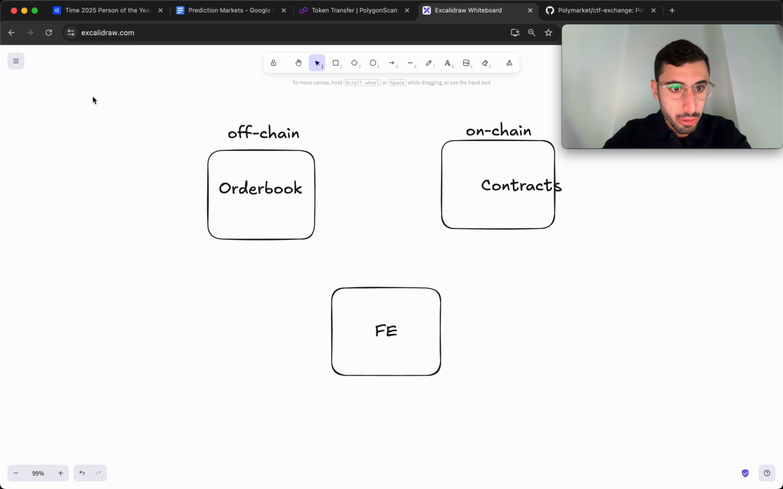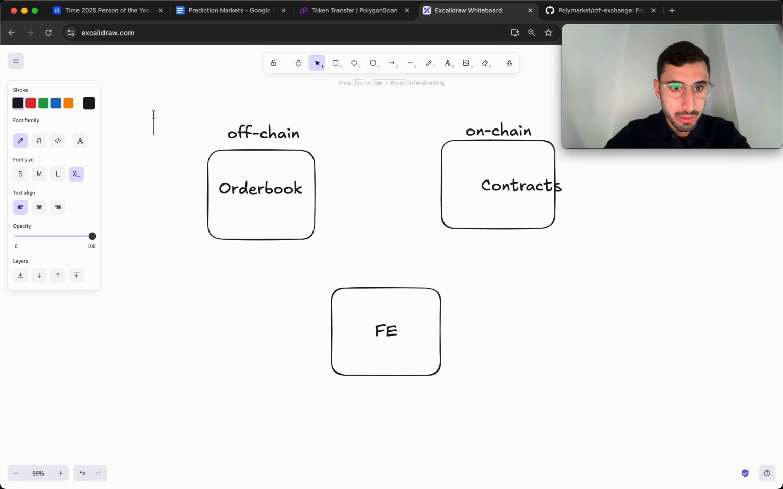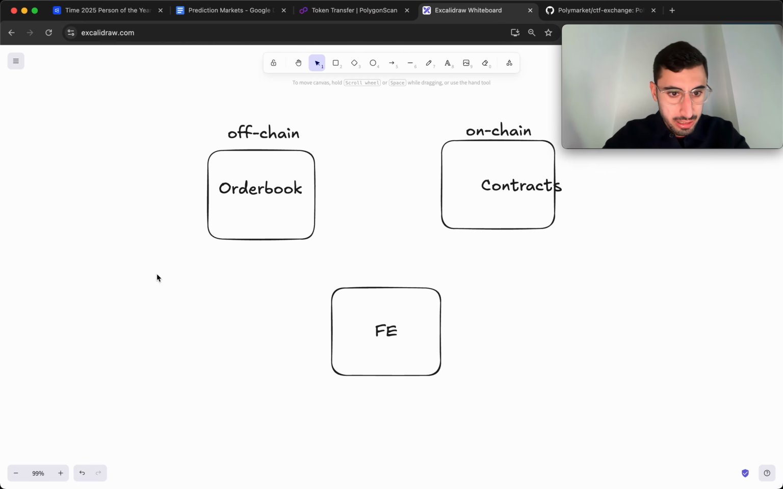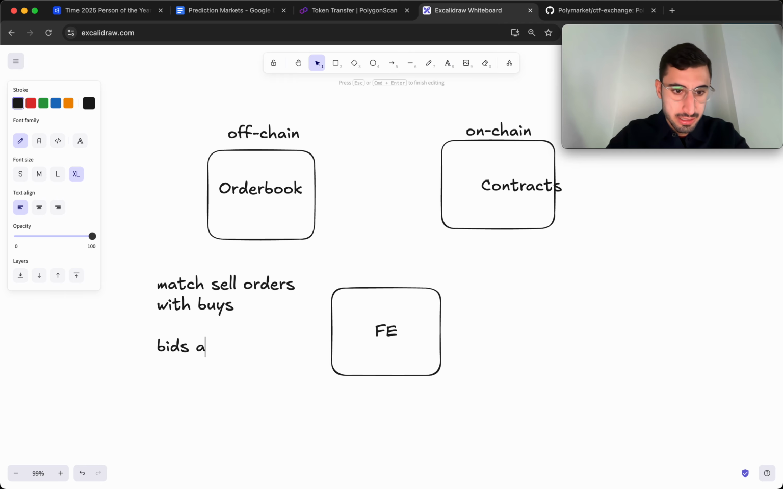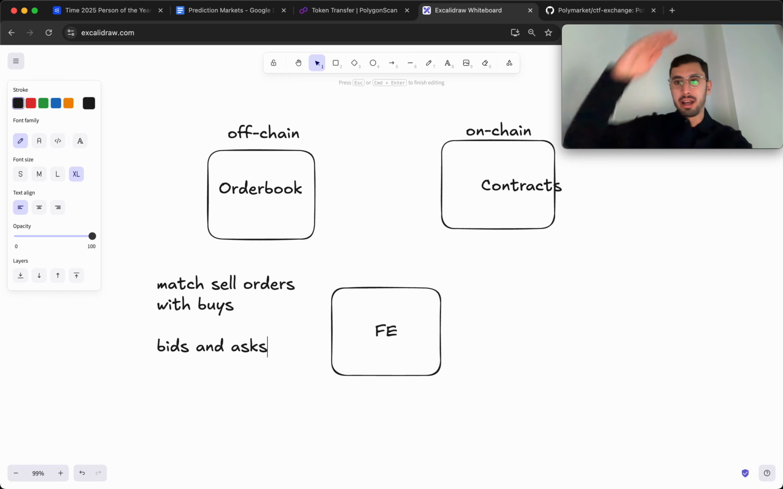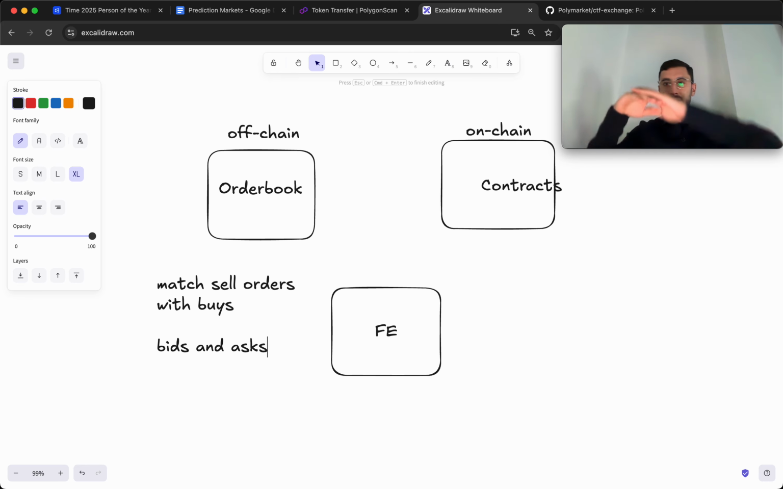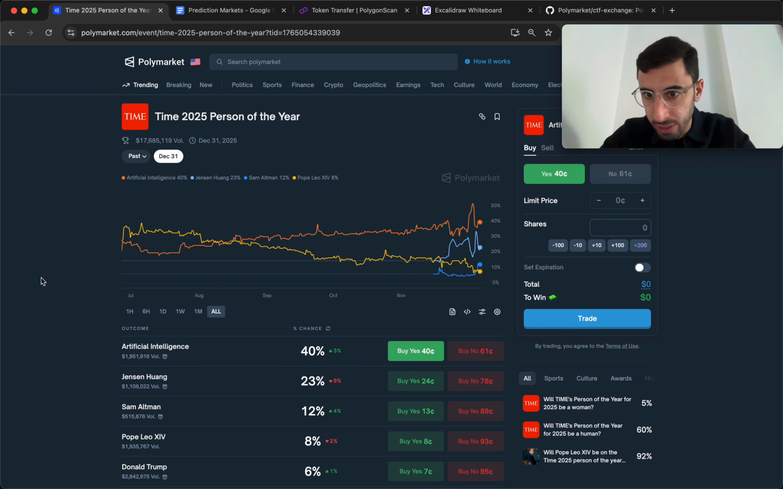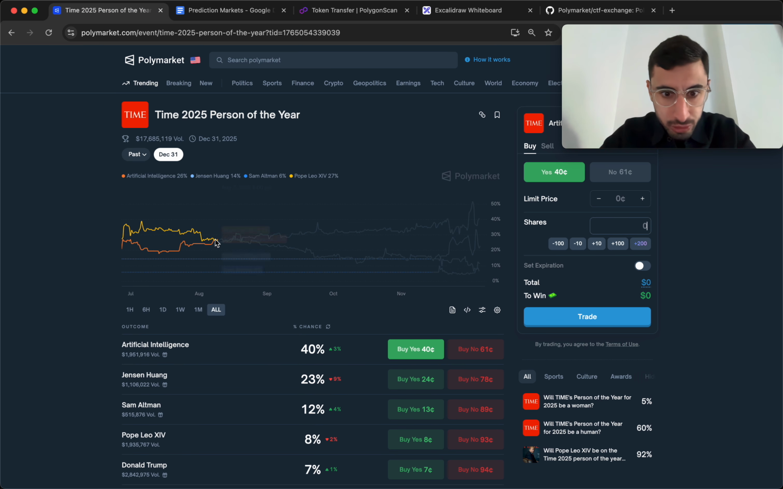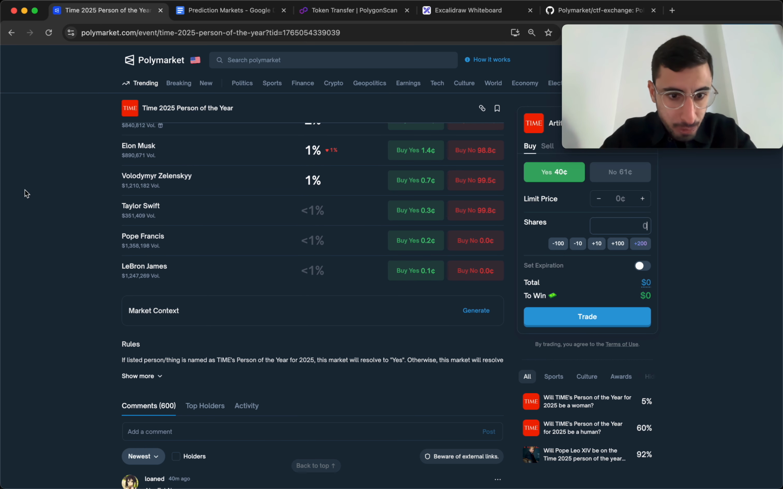And what happens in the order book? In the order book, you match. Let's go down here. You match sell orders with buys, or bids and asks, right? So you have a bunch of bids, you have a bunch of asks, and if they match in the middle, a transaction basically happens.